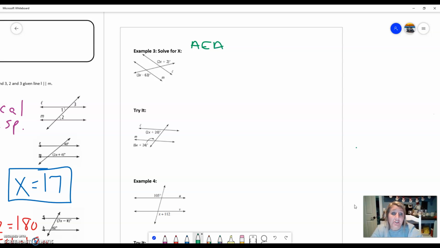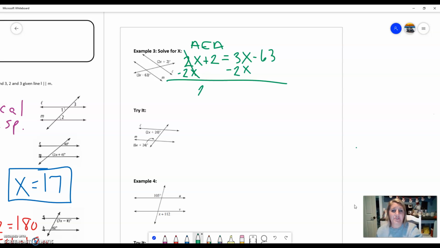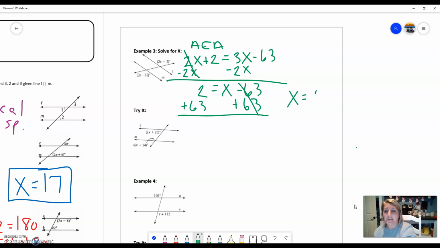Since they're alternate exteriors, that means that they're equal to each other. So you would take 2x plus 2 equals 3x minus 63. I like to keep my variables positive, so I'm going to subtract 2x. So then I have 2 equals 3x minus 2x, which is x, minus 63. And then last thing you need to do is just add 63 to both sides. And 2 plus 63 is 65. So x equals 65.